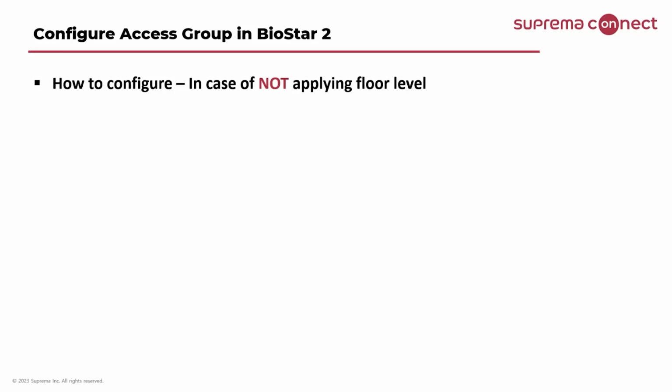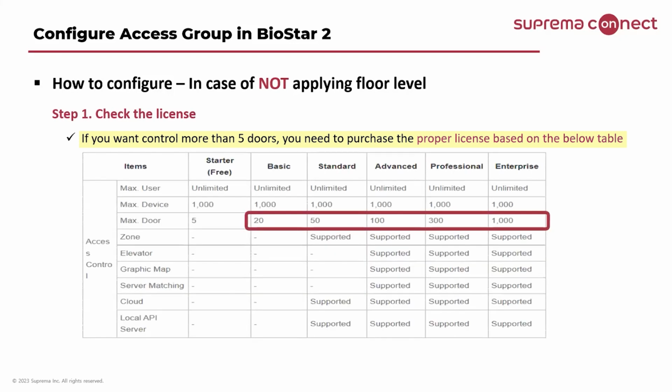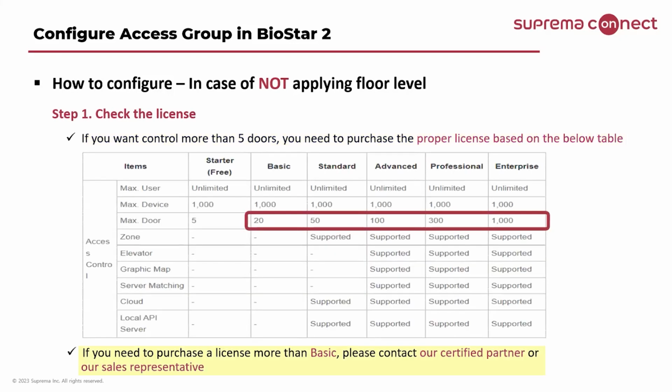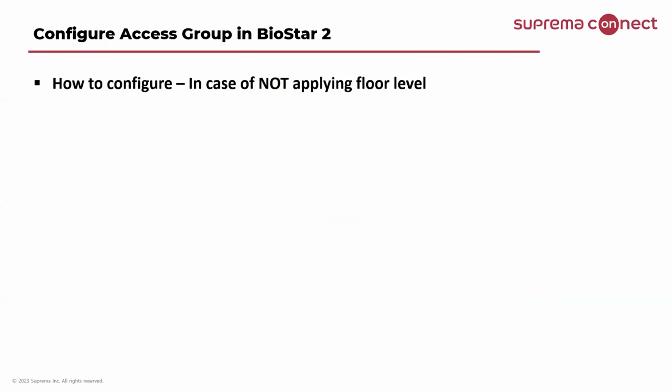Step 1. Check the license. You can configure up to 5 doors using the free license version. However, if you want to control more than 5 doors, you must purchase and apply for the proper license based on the following table. And if you want to purchase the specific license version, please contact our certified partner or sales representative.